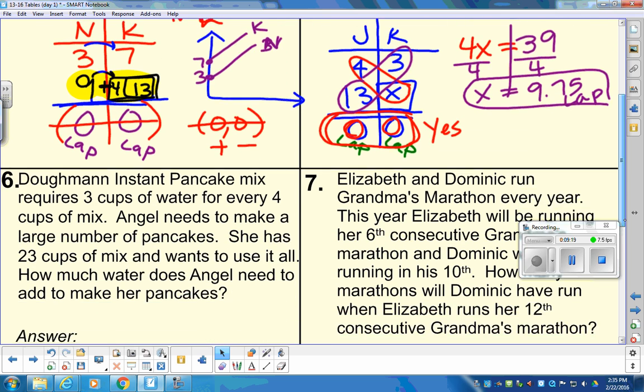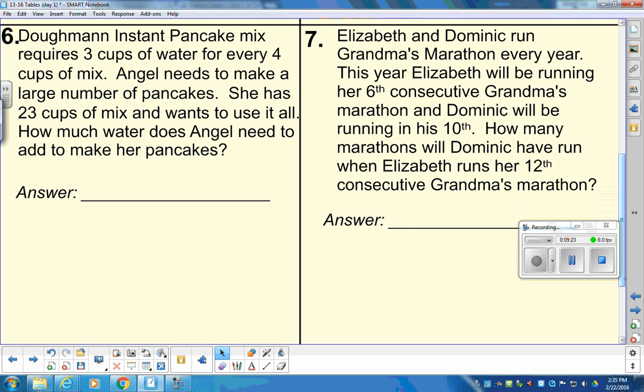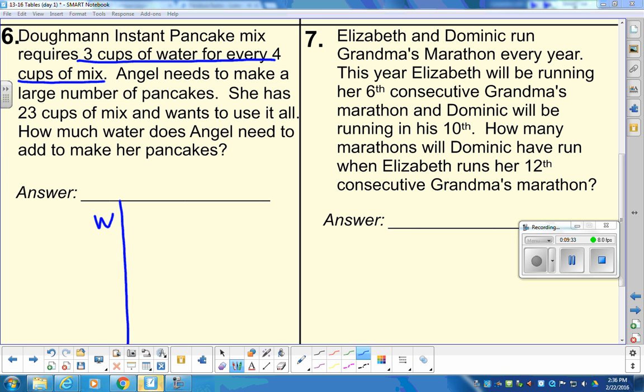All right, guys, 2 left for today. Dough-Man instant pancake mix requires 3 cups of water for every 4 cups of mix. 3 cups water for 4 cups mix. So we have water and we have mix. 3 cups water, 4 cups mix.